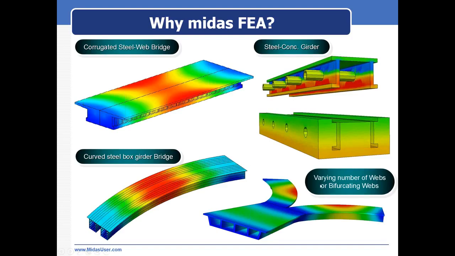Other example would be bifurcations of the web, like you can see in this picture. This web is bifurcating into two webs. If we go for frame modeling, then we just ignore the stresses at these bifurcations. To get the accurate stresses at these crucial locations, we need finite element modeling.